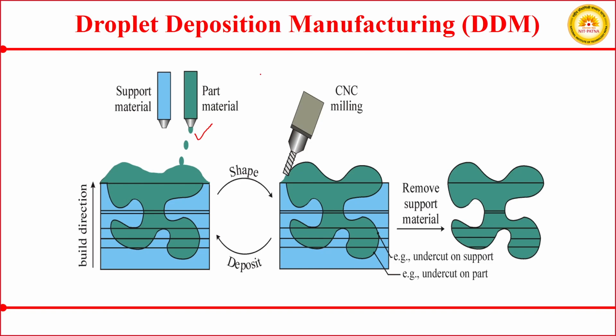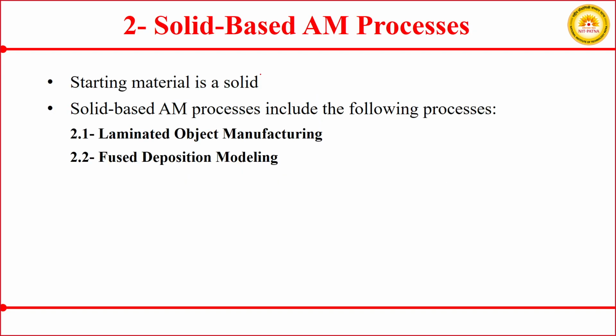Then we have the second type of processes, that is solid based additive manufacturing processes. As the name indicates, in solid based additive manufacturing processes, your starting material is solid. It may be in the form of wires, or in the form of seeds, but the material is in solid form. The major processes are two: laminated object manufacturing and fused deposition modeling.